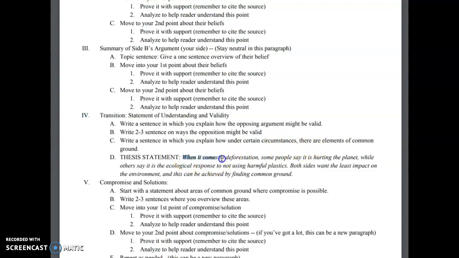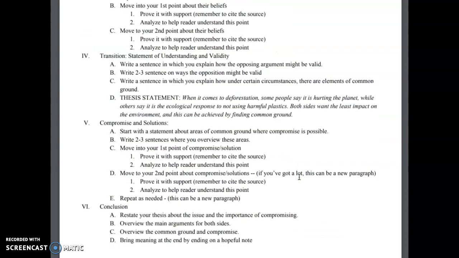And then here's where your thesis statement comes in. Okay? And that's the statement that you've already written that I've given you feedback on. Then the fifth paragraph is all about compromise and solutions. What have you found that both sides can agree on? And so you just keep repeating as needed. If there are more compromises and solutions than you can fit into one paragraph, great, you just keep going.